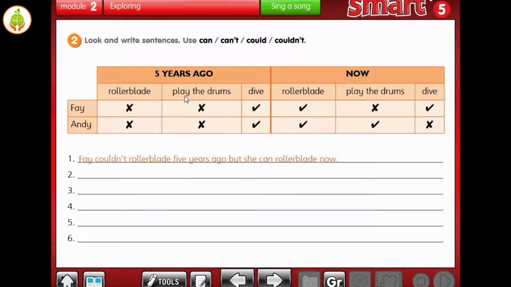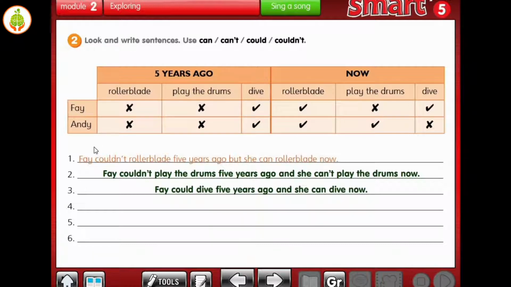Now let's go to the next activity, which is play the drums. Faye couldn't, because it's in the past, so she couldn't play the drums 5 years ago. And now, could or can't? Very good, because it's now. Faye can't play the drums now. Alright? Now let's go to the next activity, which is diving. Faye could dive 5 years ago, and she can dive now. Very good. Now we finished Faye.